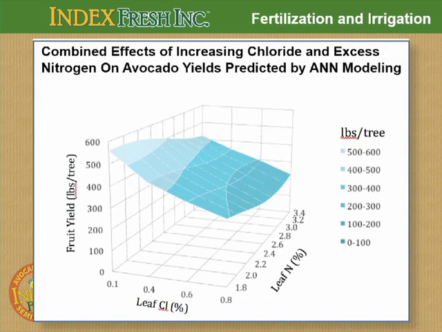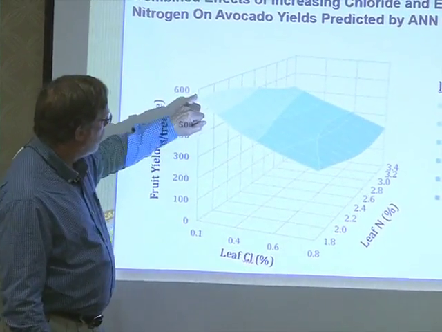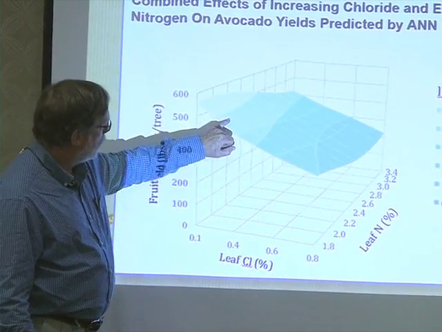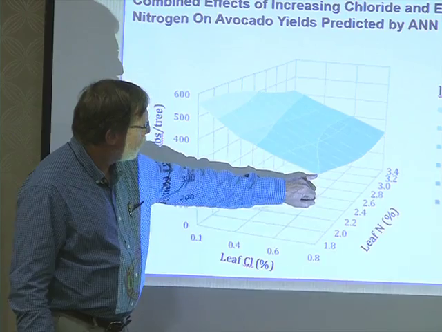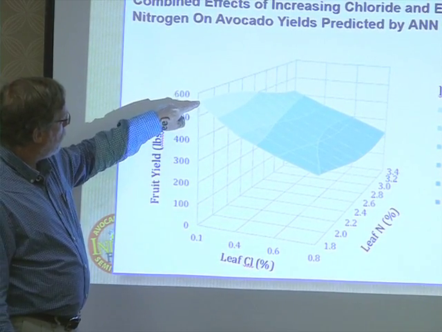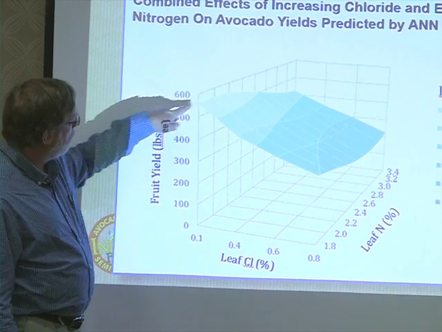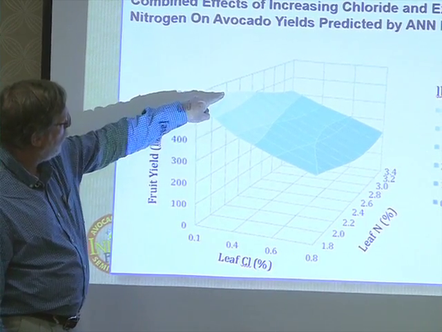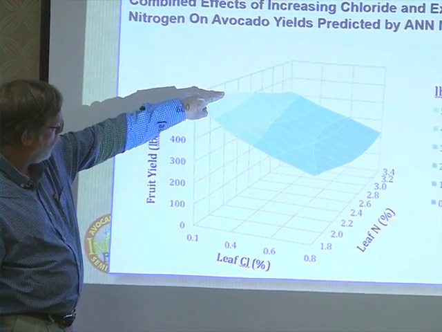This gets back to your nitrogen question. And here we have a nitrogen interaction with chloride. And in the model, what we're looking at here is 0.1% leaf chloride on this level going up to 0.8 over here on this end. And you can see that under low leaf nitrogen, we end up dropping off in this profile. Now, as you go up in leaf nitrogen, the best yields you can see actually curve up into here, where we're getting some 600 pounds per tree.